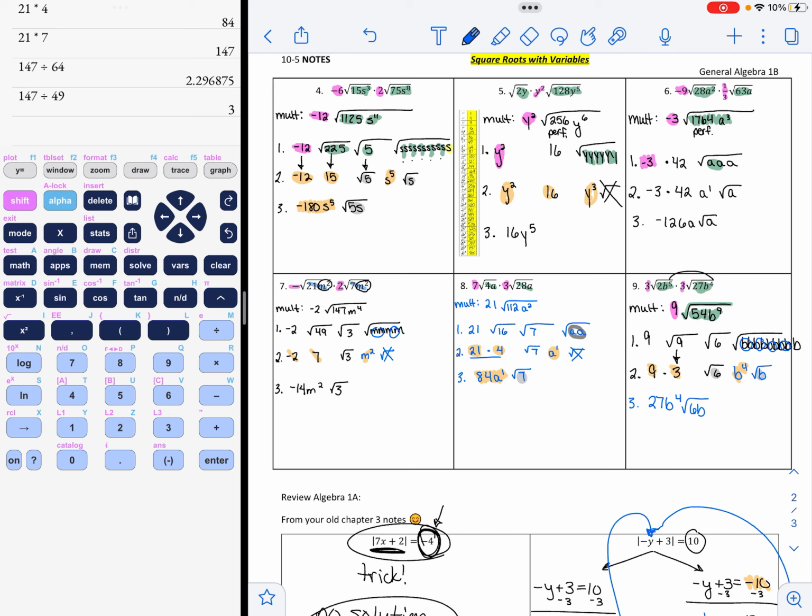So I think my favorite example is probably example 4 and example 5, because example 4 shows you what to do when it's not perfect, and example 5 shows you what to do when it is perfect. So those 2 are kind of like your bread and butter for this lesson. All right, good luck on the practice.